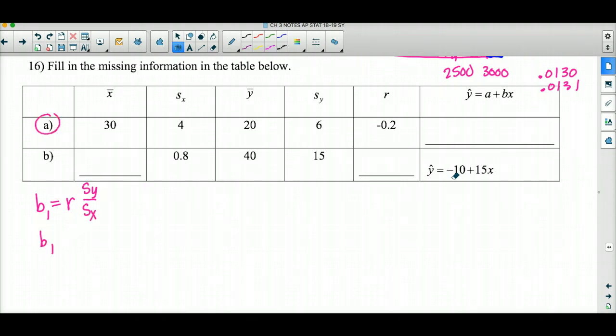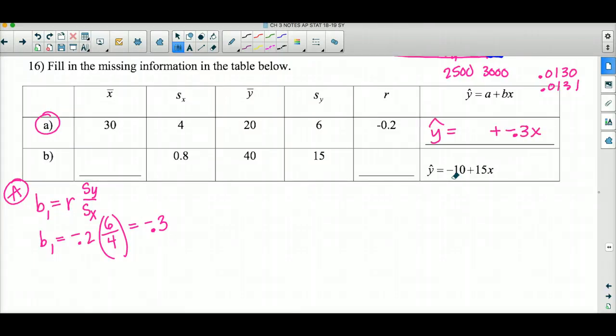So B1, and I'm on A right now. So B1 equals R, which is negative 0.2, S sub Y is 6, S sub X is 4. And I have negative 0.3. Okay, so we know that that is our slope. So y hat equals something plus negative 0.3x. Or you could not do the plus and just have a minus there. That would be okay too. So B1 is always slope.